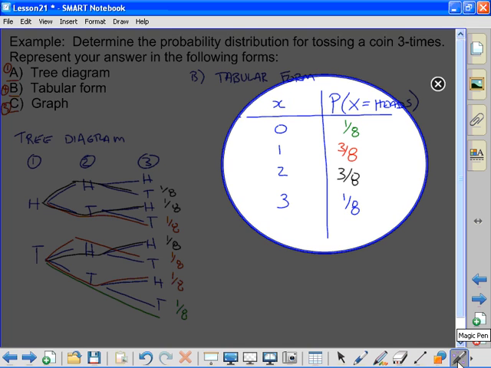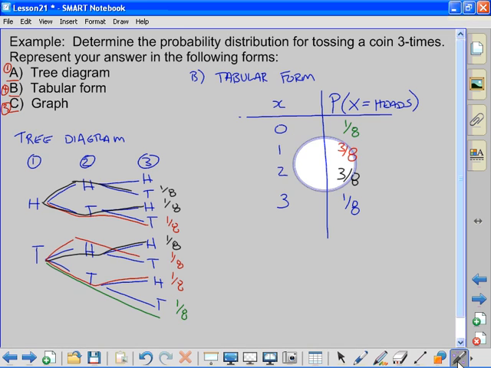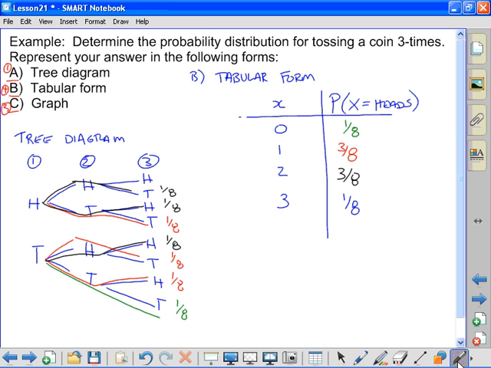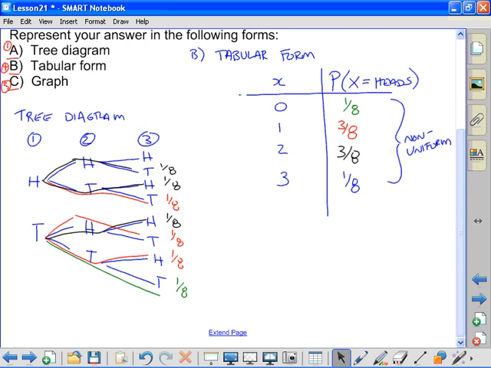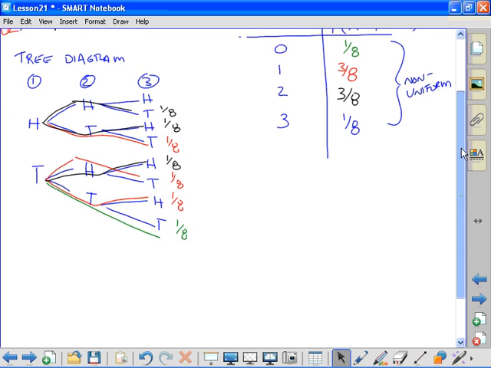We're looking for all possible outcomes, and I will add a note here: this is a non-uniform distribution, because not all probabilities are the same. 1/8, 3/8, 3/8, 1/8. So not all probabilities are the same. If they were the same, it would be a uniform distribution.